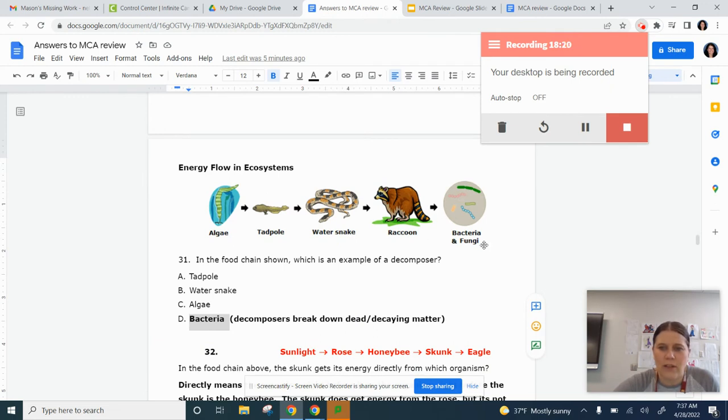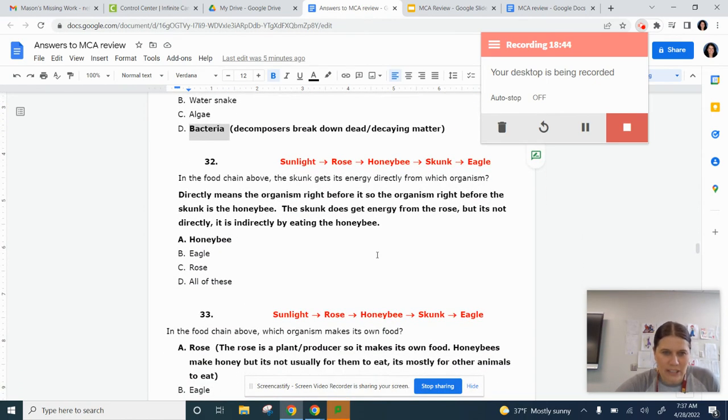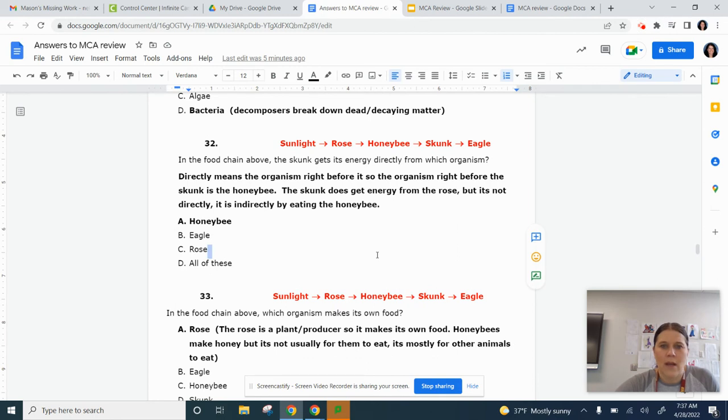31, in the food chain shown above, what's a decomposer? Oh my goodness, I think we've been doing this since September, right? Bacteria, fungus, earthworms, all decomposers. They're the stuff that break down the dead things. So if the algae dies, they break it down. If the tadpole dies, they break it down. If the snake dies, they break it down. If the raccoon dies, they break it down. Bacteria, decomposers.